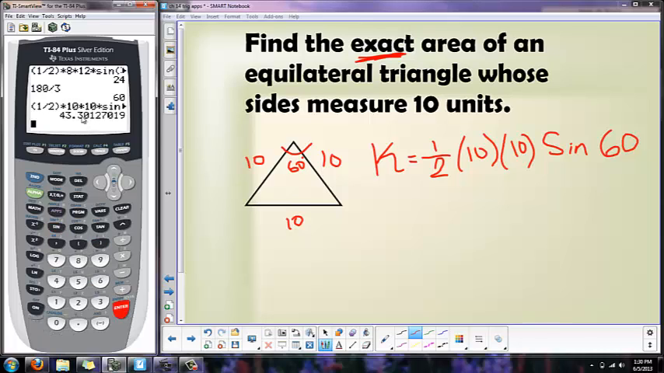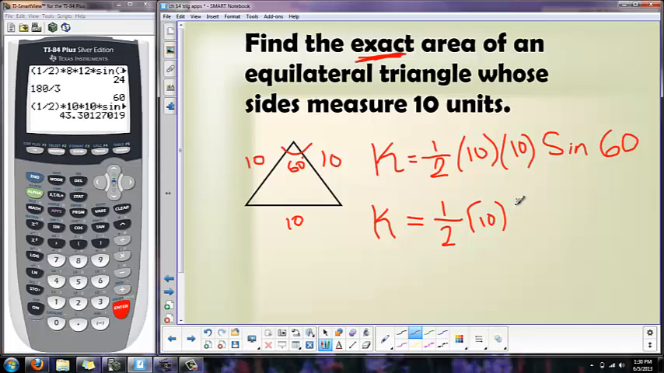Yeah, this is going to give me a crazy decimal. And they want an exact value, so that is sine of 60 degrees. Well, sine of 60 degrees is on your magic table. You should either have that in front of you or you should have it memorized by now. Sine of 60 degrees is radical 3/2.